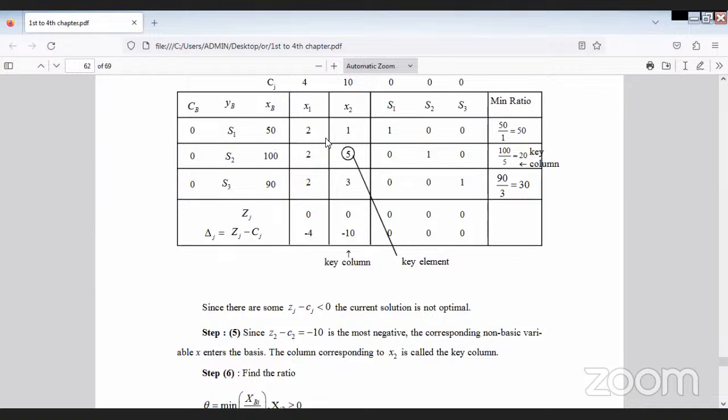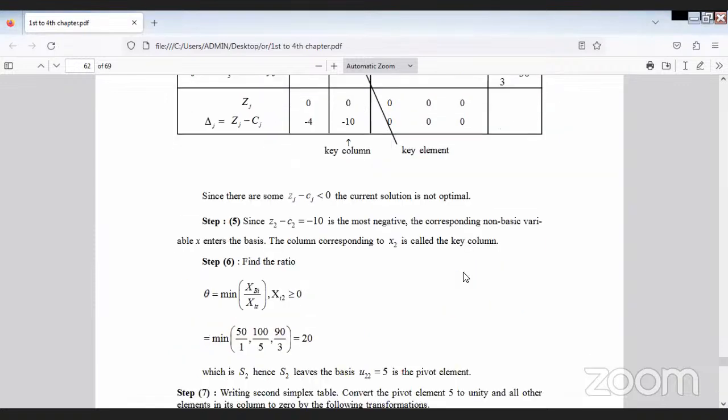So 50 by 1, how much? Why are we taking this? These are the key element values we are taking here. 50 by 1 is 50. 100 by 5 is 20, sorry. 90 by 3 is 30. We take the key element row. Clear? Yes, sir. Where is the key element? That is the row we have taken.